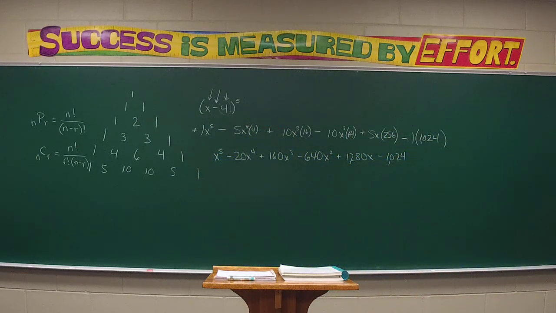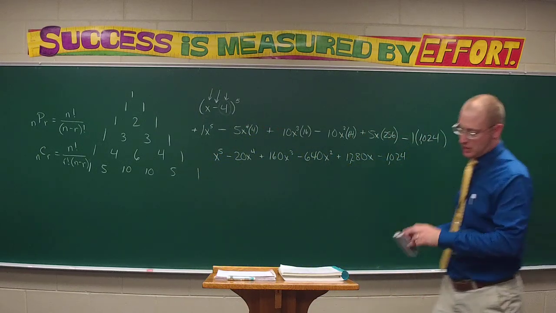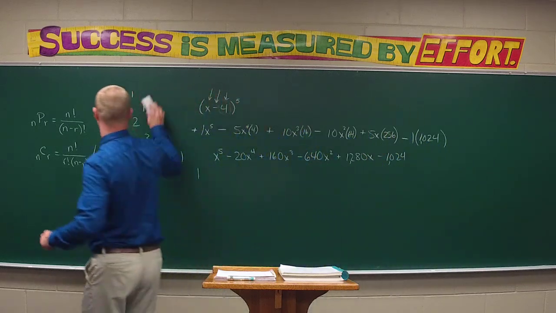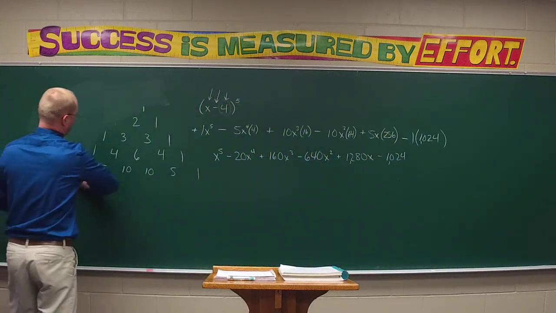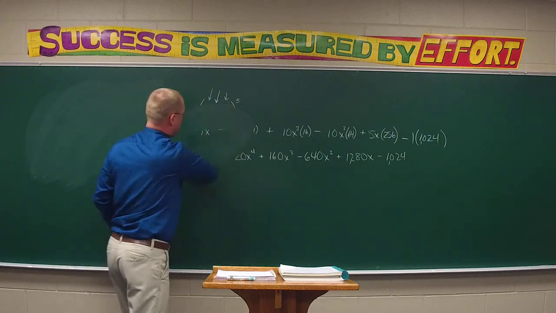There we go, x to the 4th plus 4x cubed y plus 6x squared y squared plus 4xy cubed plus y to the 4th is correct. Have we had that? All right, questions?